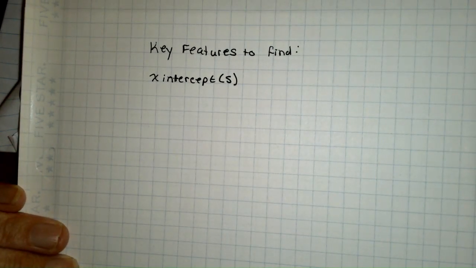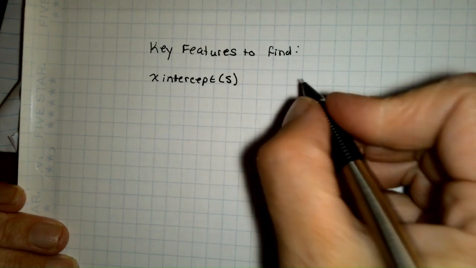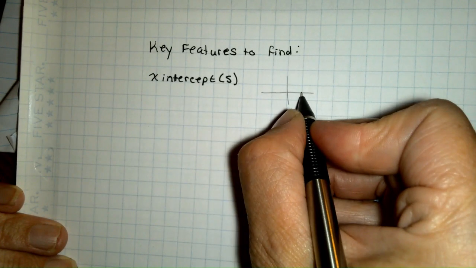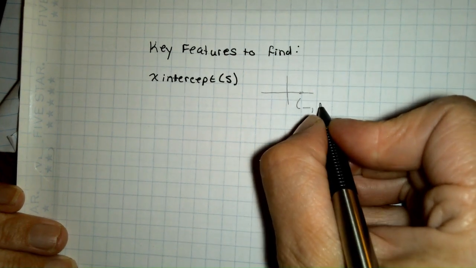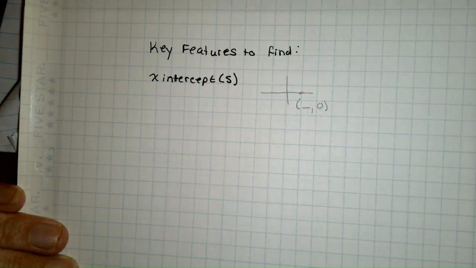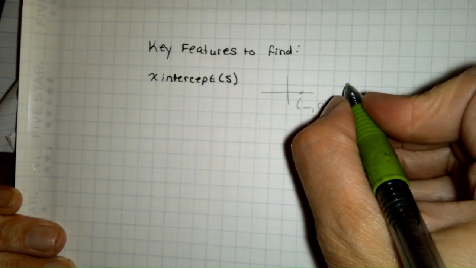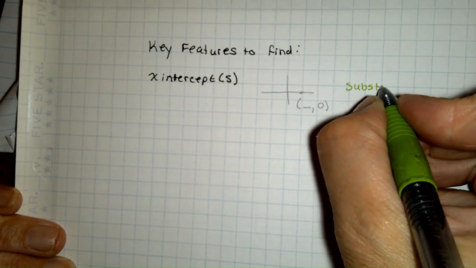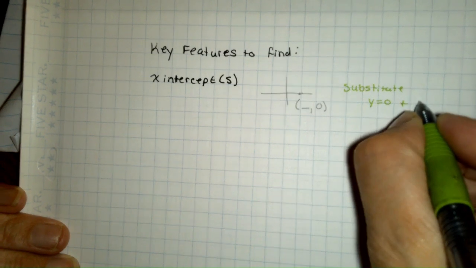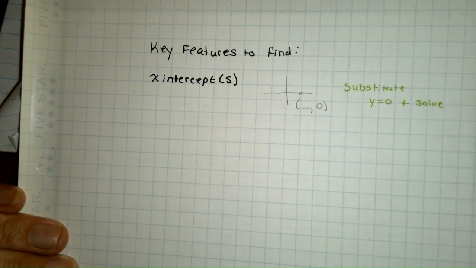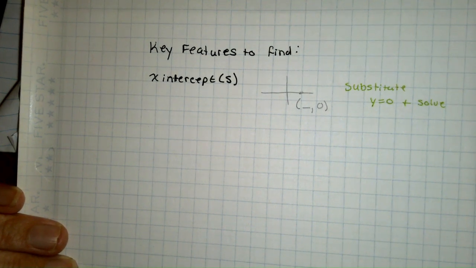Now, if you remember correctly, the x-intercept, if you look at a graph, it's going to be on an x-axis, meaning it's something, comma, 0. So to solve, you will substitute y equals 0 and solve. And if you've watched my other videos, you found several ways that we can solve when something equals 0.